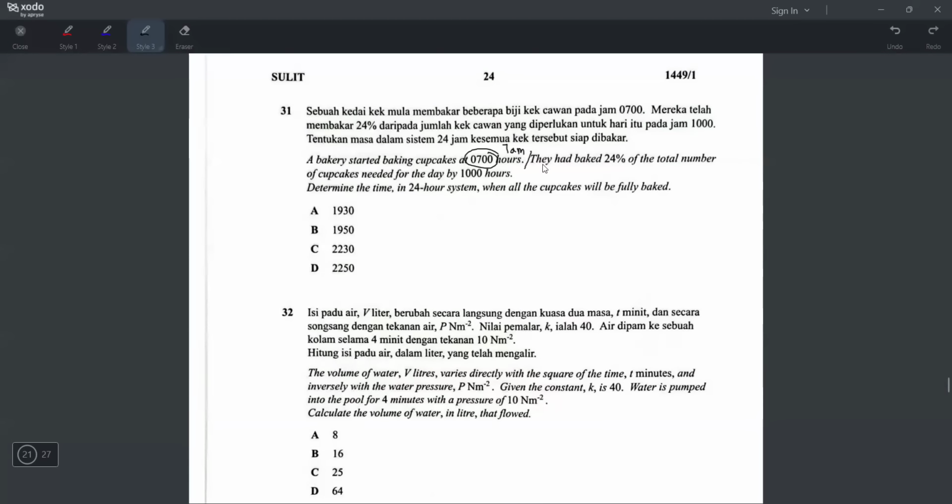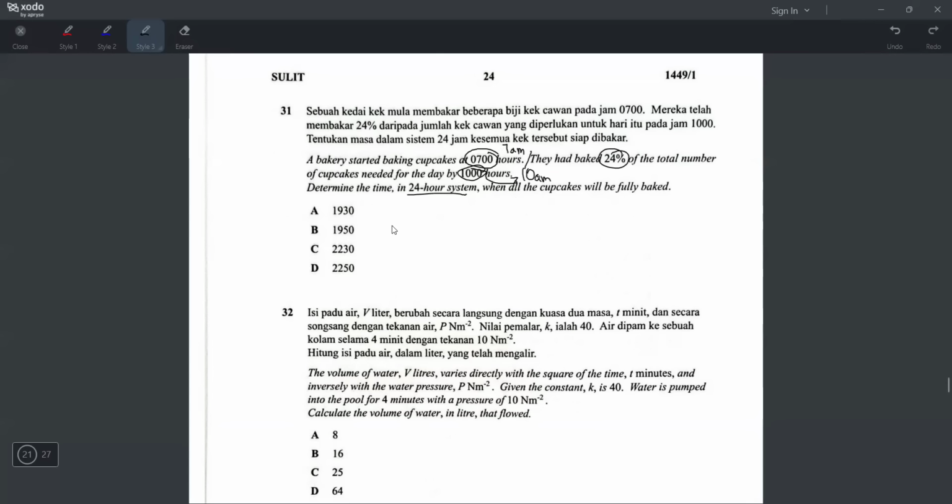They had baked 24% of the total number of cakes needed for the day by 1000 hours. This one is 10 AM, because it's in 24-hour system. So 3 hours has passed. 3 jam sudah lalu, sudah pas 3 jam lah. Determine the time in 24-hour system when all the cupcakes will be fully baked.